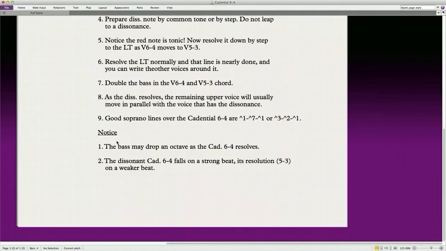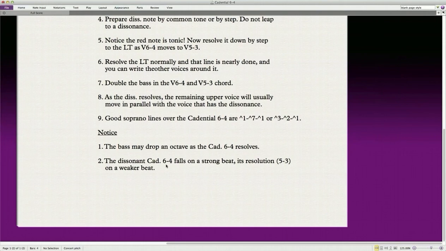Okay. A couple more things to notice before we're done. The bass may drop an octave as the cadential 6/4 resolves. We saw that happen in what we just played. And very important, the dissonant cadential 6/4 falls on a strong beat and its resolution on a weaker beat.